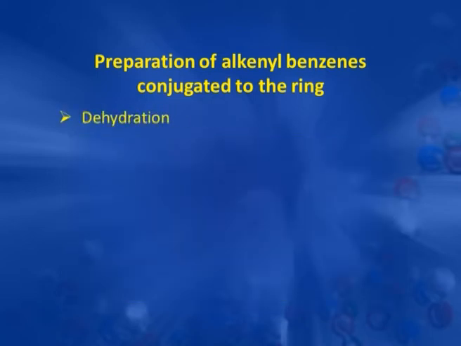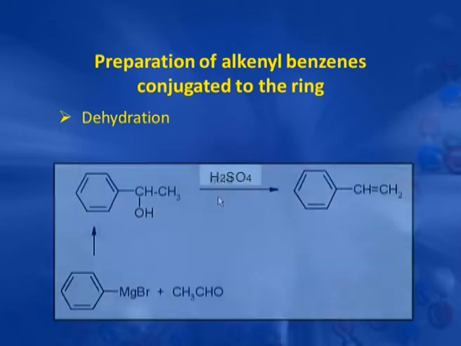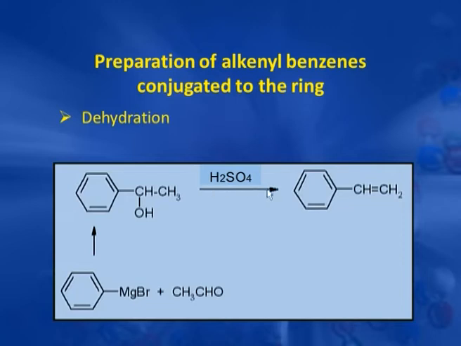The third method is dehydration. Dehydration takes place in the presence of an acid, which can be sulfuric acid. This can be done only when an alcoholic group is present in the side chain. So in the presence of an acid there is a dehydration and we get the double bond in the side chain, and this compound can be prepared by the reaction of a Grignard reagent, phenyl magnesium bromide, with acetaldehyde.